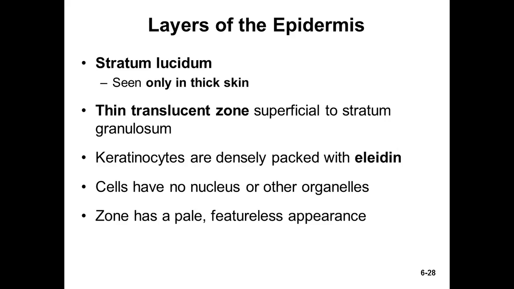The stratum lucidum, as you can see, there's not a whole lot about this one. It has the eleidin, which is a protein, and the reason the palms of our hands and the soles of our feet have no color to them is because of the eleidin. This is a very transparent layer. It's a thin, translucent layer, found only in your thick skin, the palms of your hands, the soles of your feet. The eleidin is a protein that has no color. In this layer you have no nucleus and no organelles, so it gives a pale color to the skin.